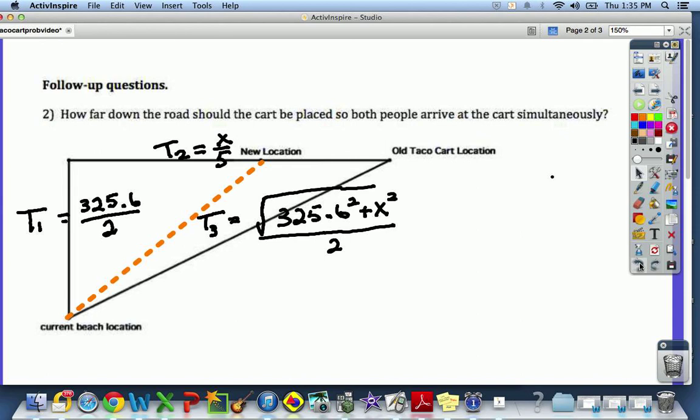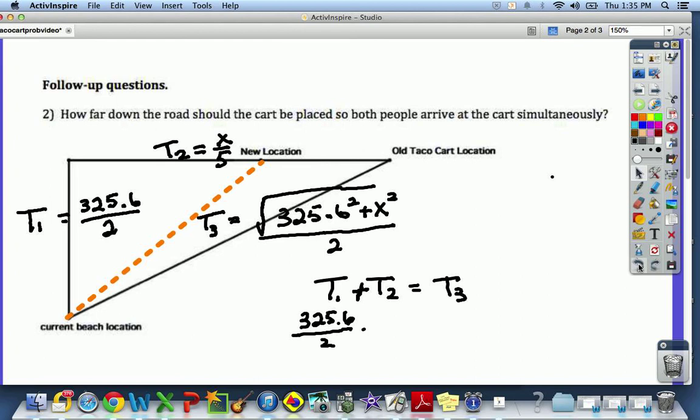So at this point, we have time 1, time 2, and time 3. In order for 2 people to arrive at the same time, as long as they left at the same time, you would argue that they'd have to spend the same time traveling. So time 1 plus time 2, the total time traveling for the first person, will have to equal time 3, which is the time for the second person.